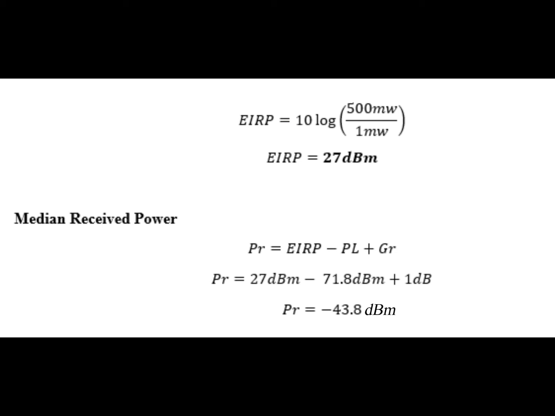And to calculate the median received power, EIRP minus path loss plus receiver's gain, and we get a number for the 40 meter reading, which is negative 43.8 dBm.